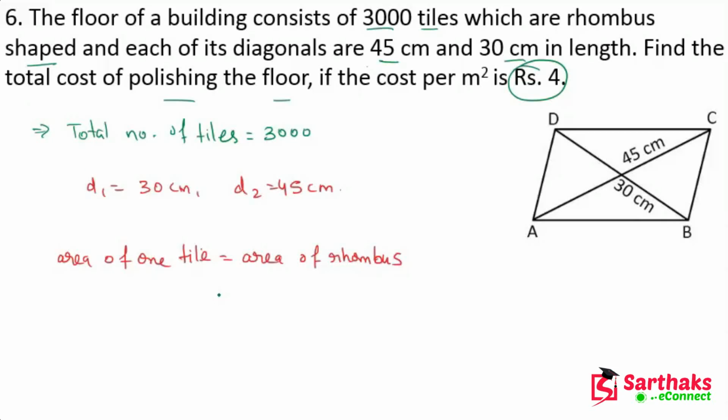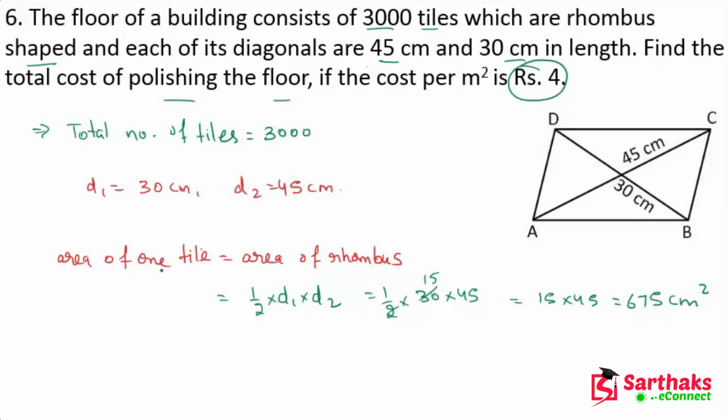So basically this is equal to half into D1 into D2. Half into D1 is 30 and D2 is 45. We can divide 30 by 2 to get 15. So here we get 15 into 45, which is 675 centimeter square. If you multiply 15 into 45, we get 675 centimeter square.